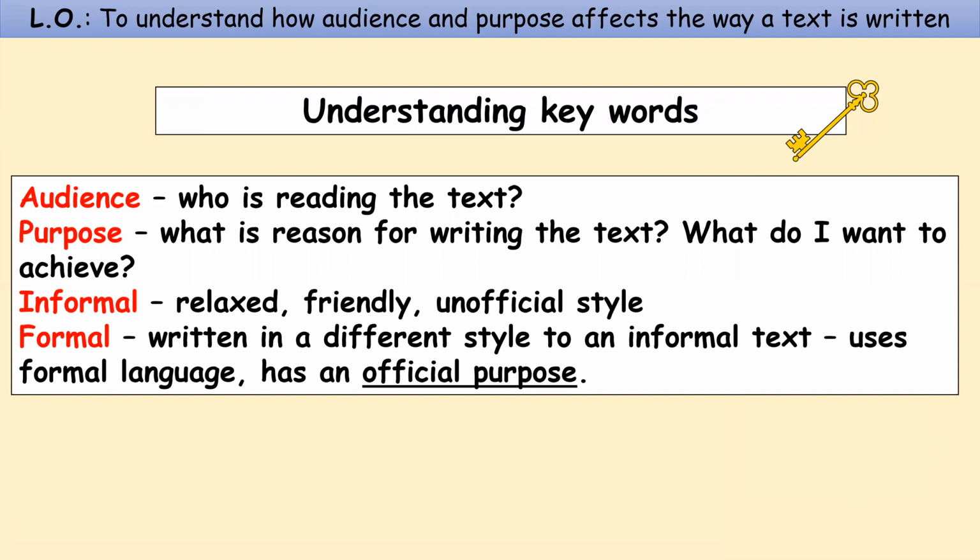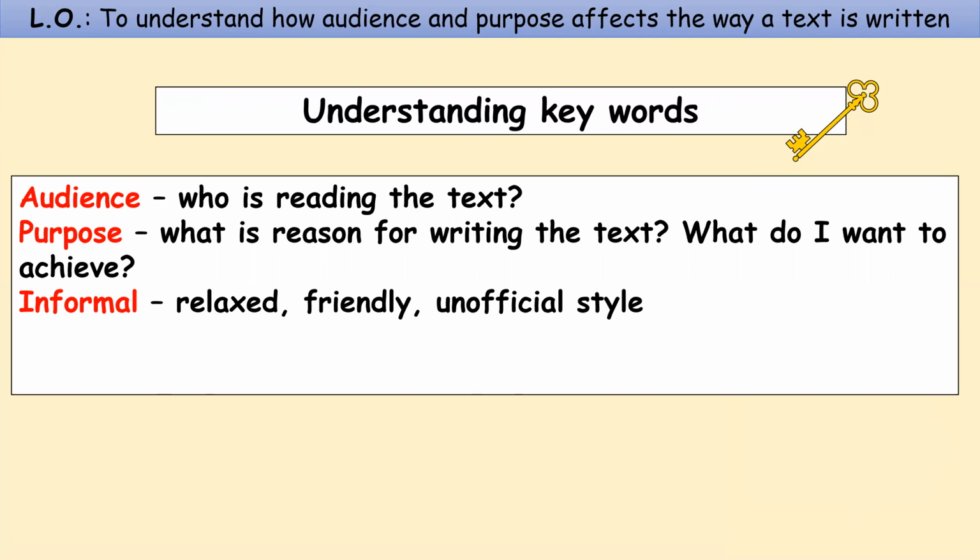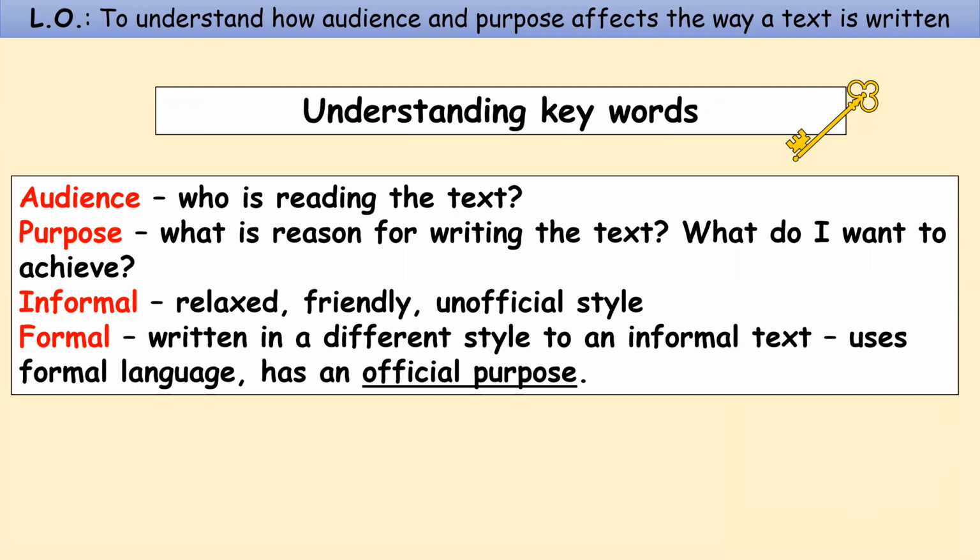And then if we're thinking more specifically about letters, informal and formal are going to be really important over the next few lessons, because a letter is the focus of our writing over the next couple of lessons, and depending on who you address a letter to, it depends on whether or not you use a formal style or an informal style. An informal style is the kind of style that you'd use if you're writing to someone that you know. A formal style is written in a different style to an informal text. So it uses formal language and it has an official purpose. If you've not got these written down already, I would jot them down quickly.